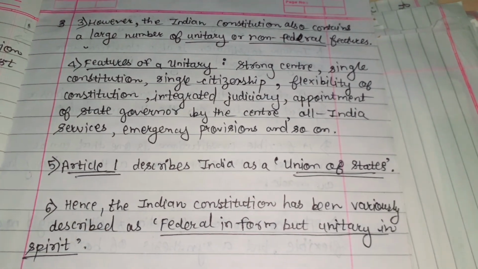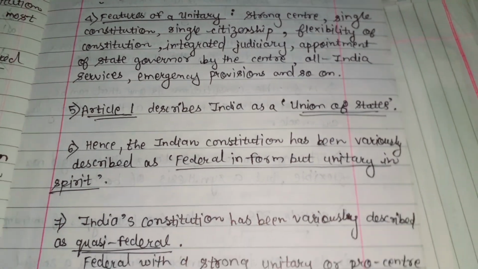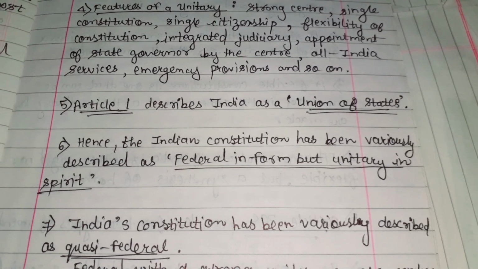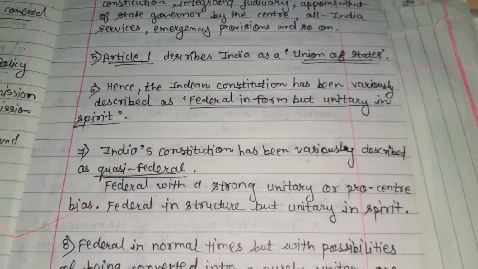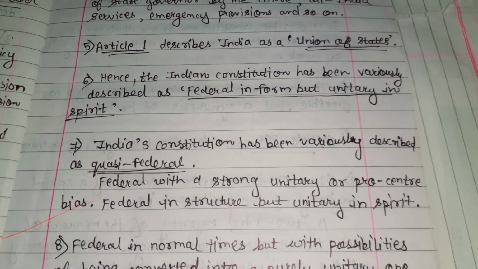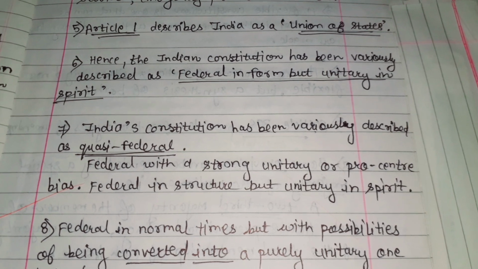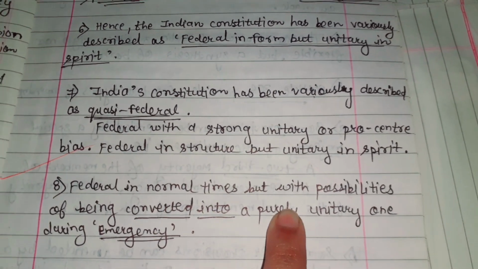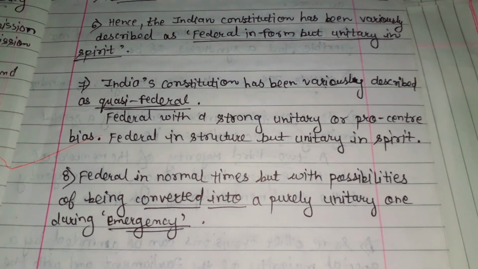Article 1 describes India as a union of states. Hence, the Indian Constitution has been variously described as federal in form but unitary in spirit. India's constitution has also been described as quasi-federal. Quasi-federal means federal with a strong unitary or pro-center bias, federal in structure but unitary in spirit. Federal in normal times, but with the possibility of being converted into a purely unitary one during an emergency.